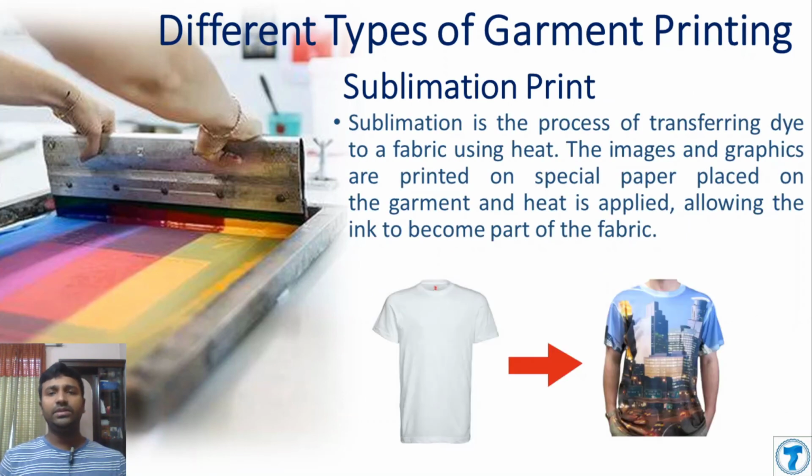Sublimation print. Sublimation is a process of transferring dye to a fabric using heat. The image and the graphics are printed on a special paper placed on the garment, and heat is applied, allowing the ink to become part of the fabric. So sublimation print is mainly done on polyester based fabric.